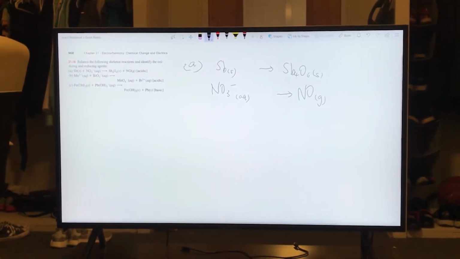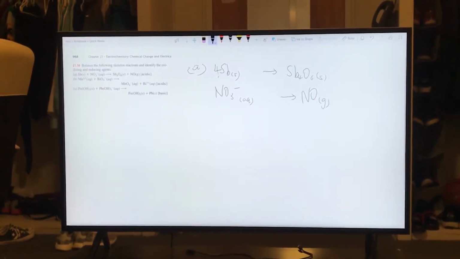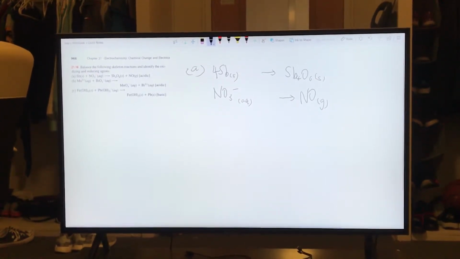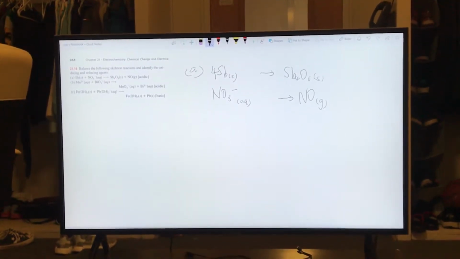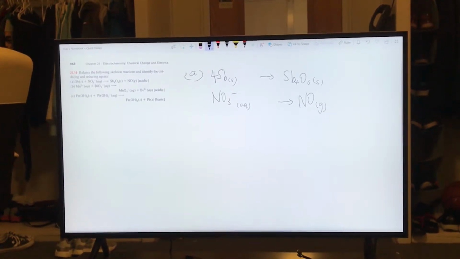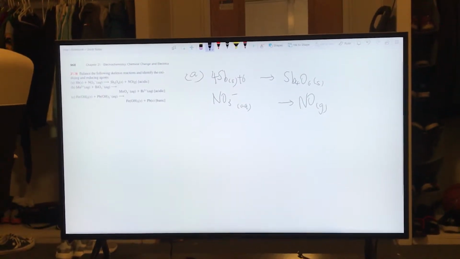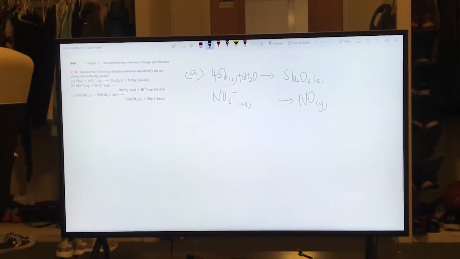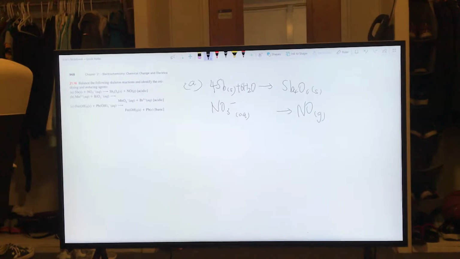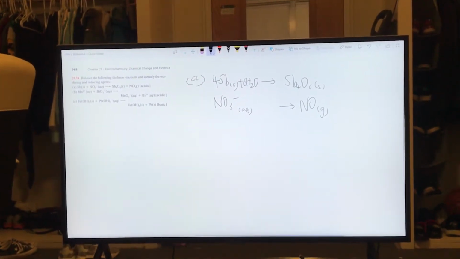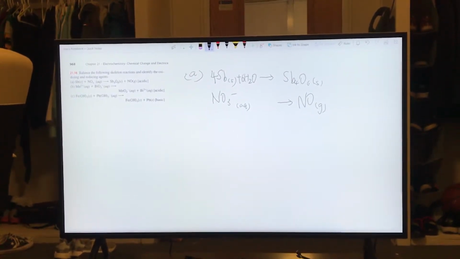So first we need to balance the amount of Sb, which is 4 Sb here. Then we see there are 6 more oxygens on the right side, so we need 6 oxygens on the left side. To achieve that, we add 6 H2Os on the left side. Now the number of oxygen is balanced, however, we have more hydrogens on the left side, so to balance that, we need some hydrogens on the right side. So we have 12 hydrogens on the left side, which means we need 12 H pluses on the right side.